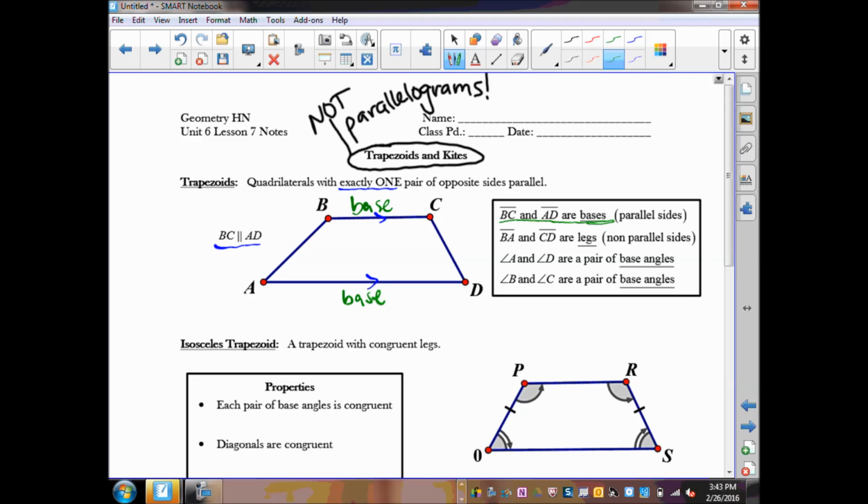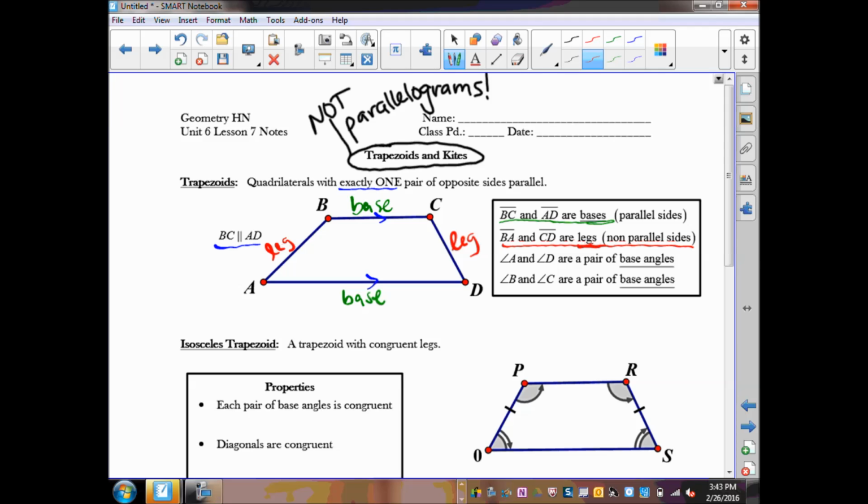So then we have BA and CD are legs, which are the non-parallel sides. Alright, so BA and CD are legs. Let's go and write those in. This is a leg. And this is a leg. As we discussed, these cannot be parallel, otherwise it'd be a parallelogram, and it is not a parallelogram.